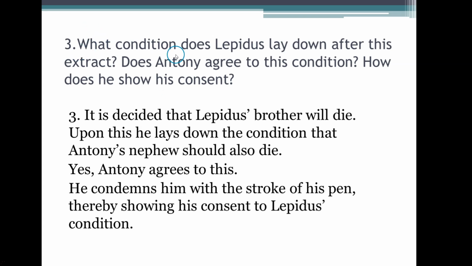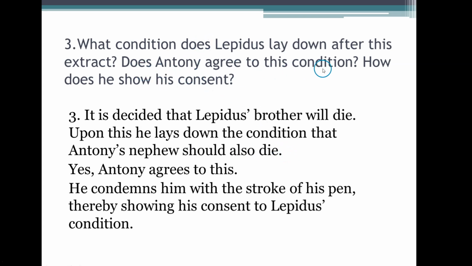Next, what condition does Lepidus lay down after this extract? Does Antony agree to this condition? How does he show his consent? Now there are three questions. If I see over here, there are three questions. So each question you write in a paragraph. Now what is this? What condition does Lepidus lay down after this extract? It is decided that Lepidus' brother will die. Upon this, he lays down the condition that Antony's nephew should also die. So this answers the first question.